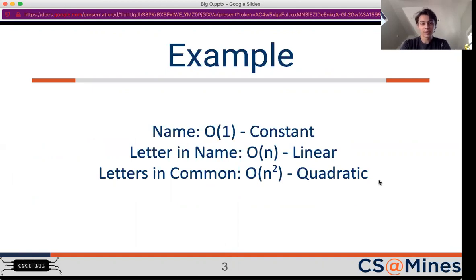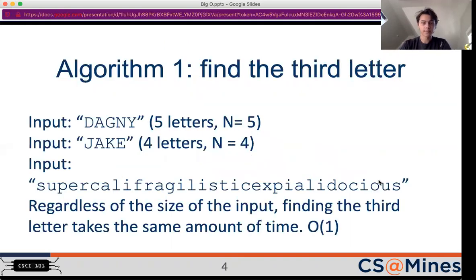O of 1 is a constant case. N is equal to 1, so it's always going to be 1, which is pretty nice. We like that. O of n is linear. It's going to increase the more n increases. And O of n squared is like O of n, but now the graph is like this. So it's going to increase much faster.